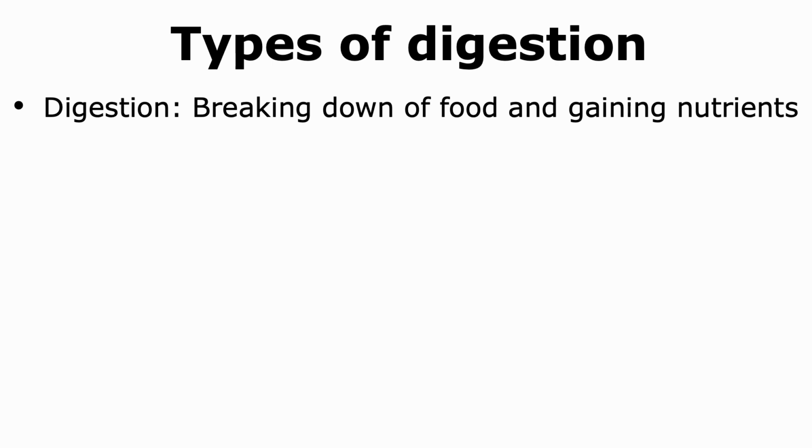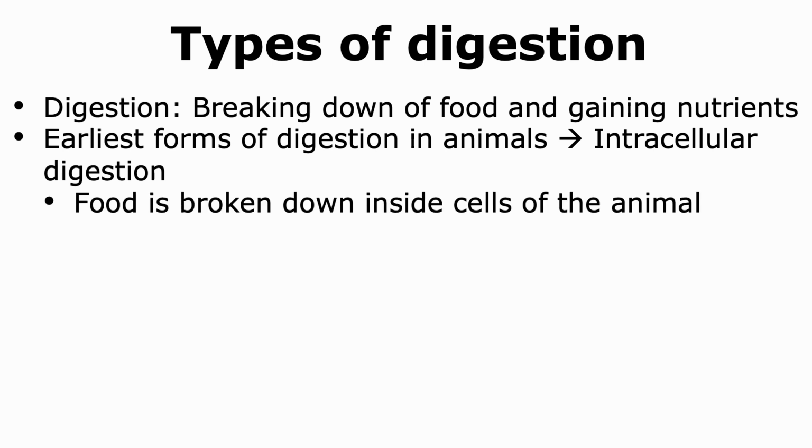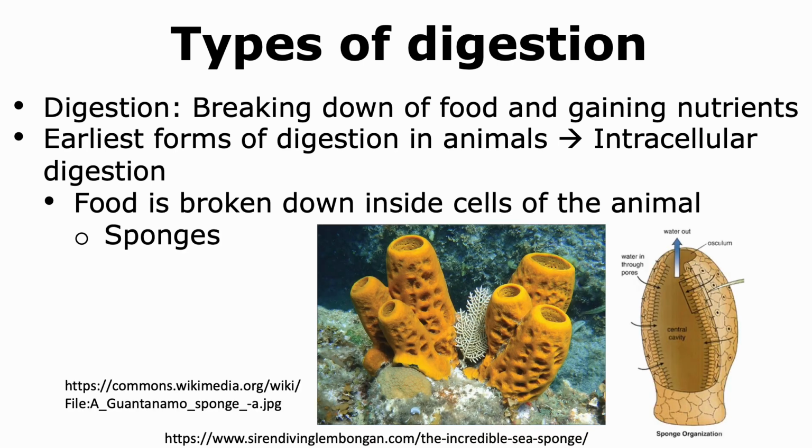Just as there are different types of ingesting food or feeding mechanisms, there are also different types of digestion. Digestion is the breaking down of food and gaining nutrients. The earliest form of digestion in animals is intracellular digestion. In this case, the food is broken down inside the cells of the animal, and this type of digestion is seen in sponges.